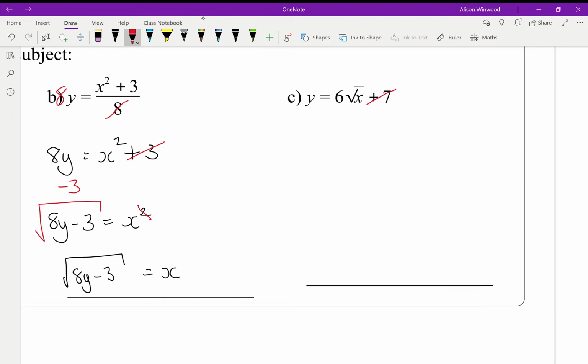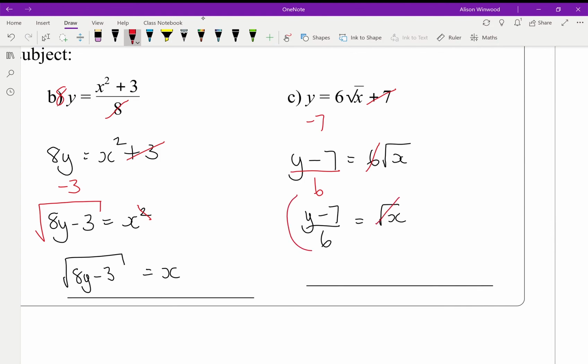Opposite of add 7 is subtract 7. So y subtract 7 equals 6 square root x. I can't get to the square root sign yet because that 6 is in the way. Opposite of multiply is divide. So y subtract 7 over 6 equals the square root of x. The opposite of square rooting is to square, and I've got to square everything, so I need big brackets and a squared sign. So y subtract 7 over 6 all squared equals x.